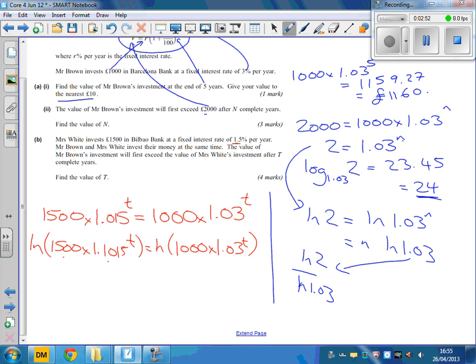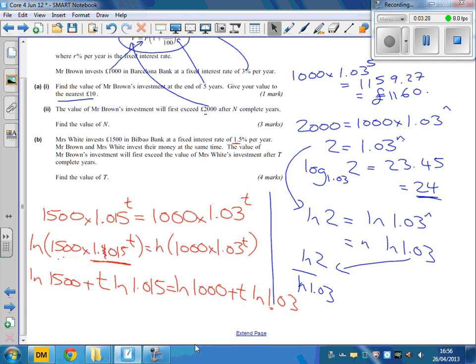Well, when you're timesing two numbers together, you can add the logs. So we'll have the log of this plus the log of this. Now I'm going to save some time. When you do the log of this, the t is going to come out to the front. So we're going to get t, the ln of 1.015. This side here, I've got the ln of 1,000 plus, same thing again, bring the t out the front, ln of 1.03.